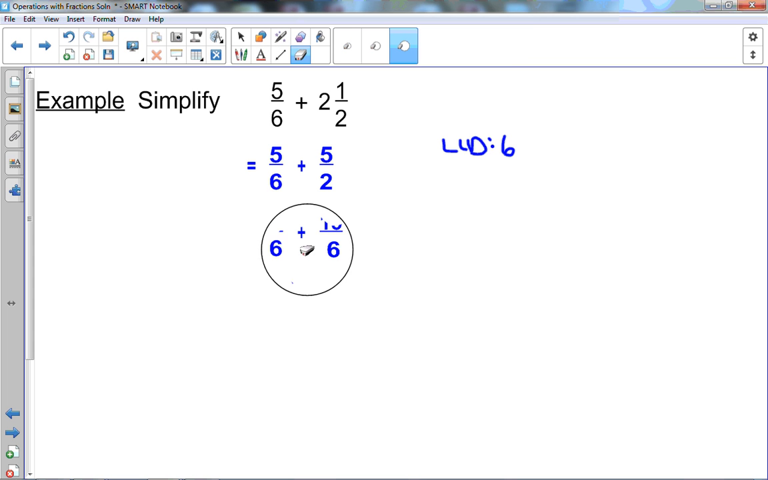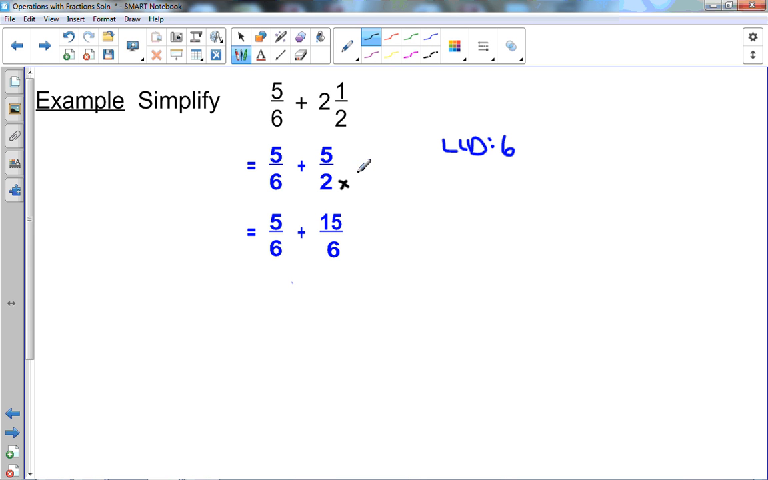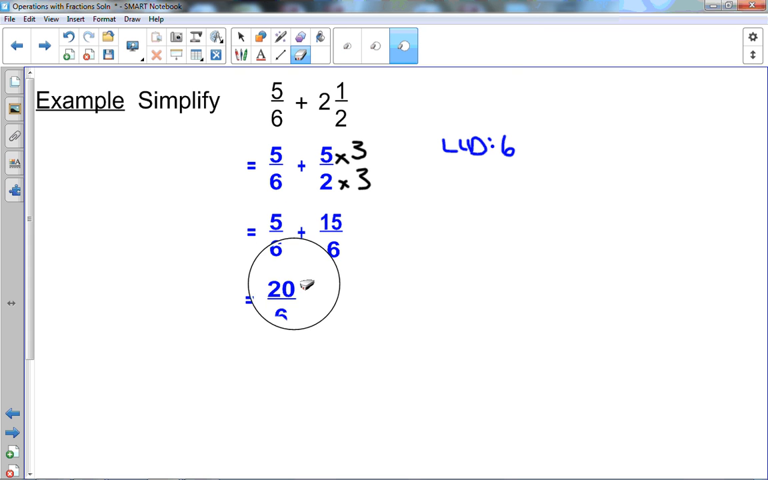So I'm going to multiply then this denominator by 3, which means whatever I do to the denominator, I must do to the numerator. So 2 times 3 is 6, 5 times 3 is 15. I can keep this one here the same, 5 over 6. So now that I have a common denominator, I'm allowed to add numerators. So 5 plus 15 is 20, 20 over 6.